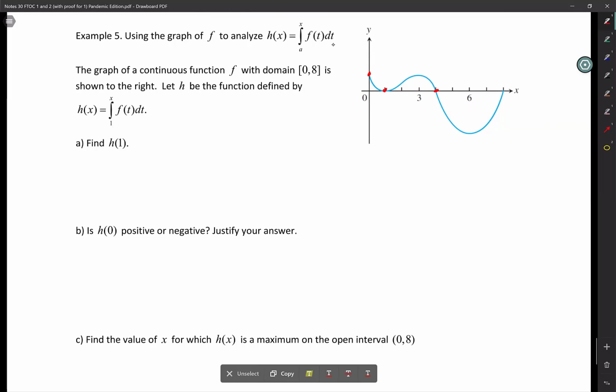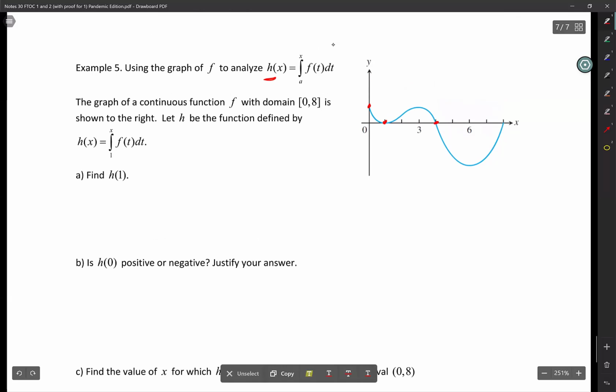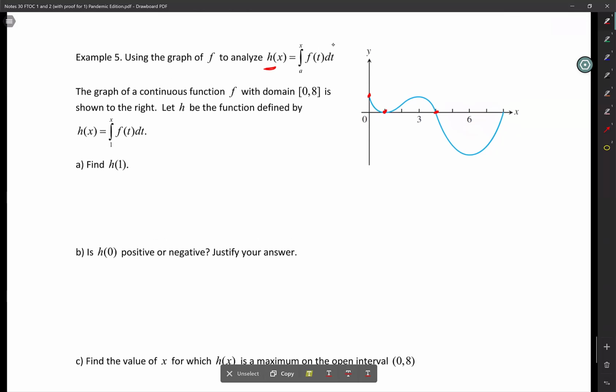It says using the graph of f to analyze. So they tell you h of x equals this fancy integral from a to x of f of t dt, and you're thinking, that's weird. Why do they have an equation with an integral? Well, we're in 2021, and nowadays we have computers, and we can make an equation equal to any expression. So this equation equals the integral from a to x of f of t dt. And it says the graph of a continuous function f with domain 0 to 8 is shown to the right.